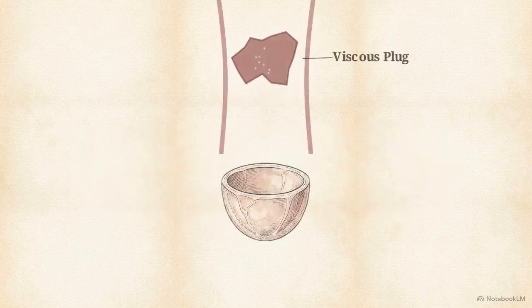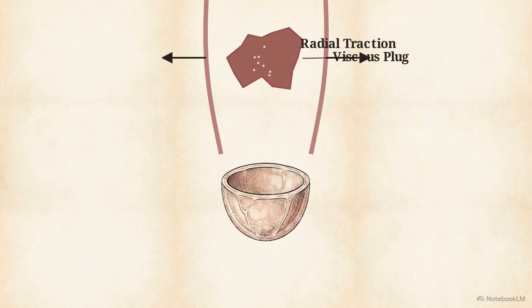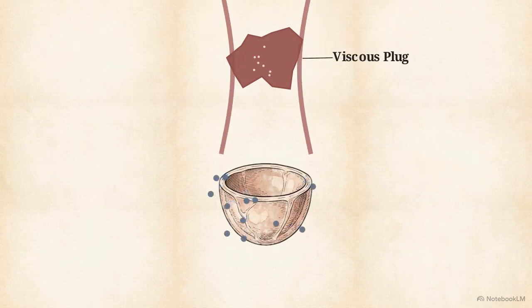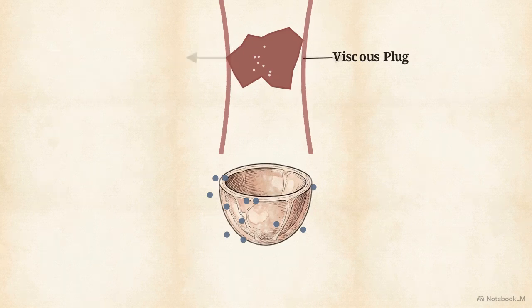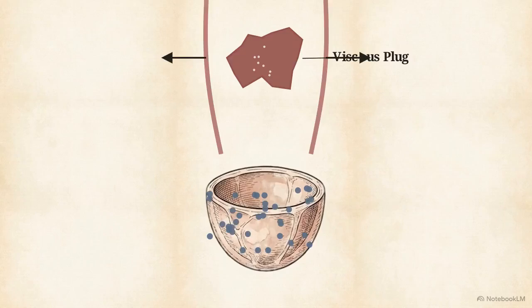Dying cells form viscous plugs. During inspiration, expanding lungs provide radial traction, pulling the bronchiole open to let air enter. On expiration, traction is lost. The bronchiole collapses around the plug, permanently trapping the air. Successive breaths cause massive alveolar hyperinflation.